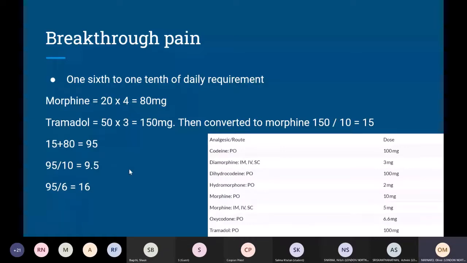And if a patient is using sort of more than 3 to 4 of these doses per day, you need to think about increasing their background analgesia. With 1 to 2 cases of breakthrough pain a day, you would normally keep things the same, but obviously each patient's individual.